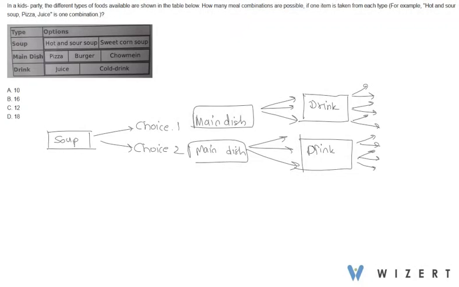So how can we find how many of such combinations are possible? It's simple, 2 multiplied by 2 multiplied by 3. Total choices of combination is 2 multiplied by 2 multiplied by 3. So 12 combinations possible. So answer is option C.